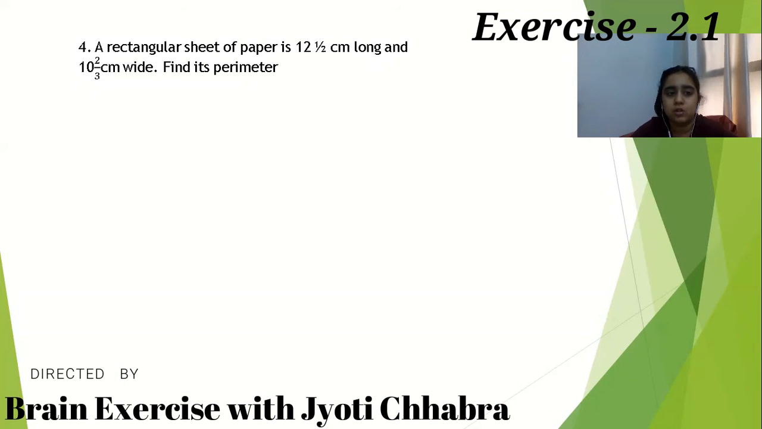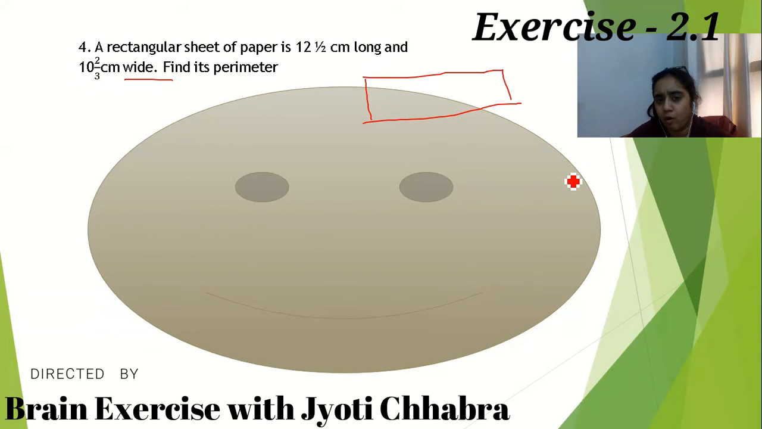Now we will do the fourth question, that is, there is a rectangular sheet. Suppose this is a rectangular sheet and it is 12 1 upon 2 centimeter long and 10 2 upon 3 centimeter wide. We have to find out the perimeter. So perimeter of rectangle formula is 2 times (L plus B).